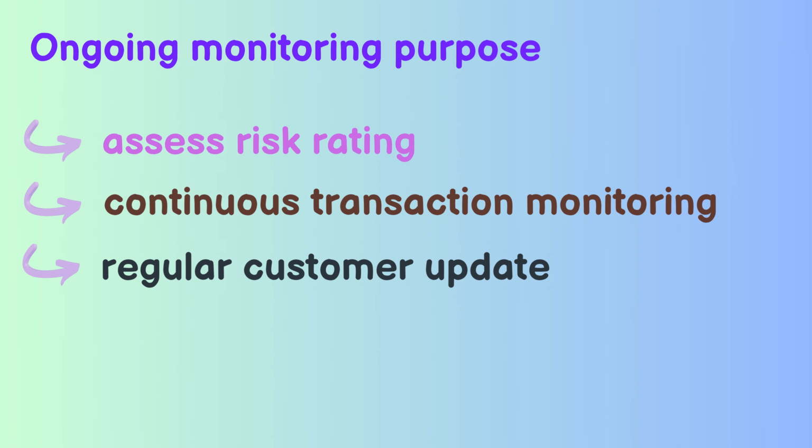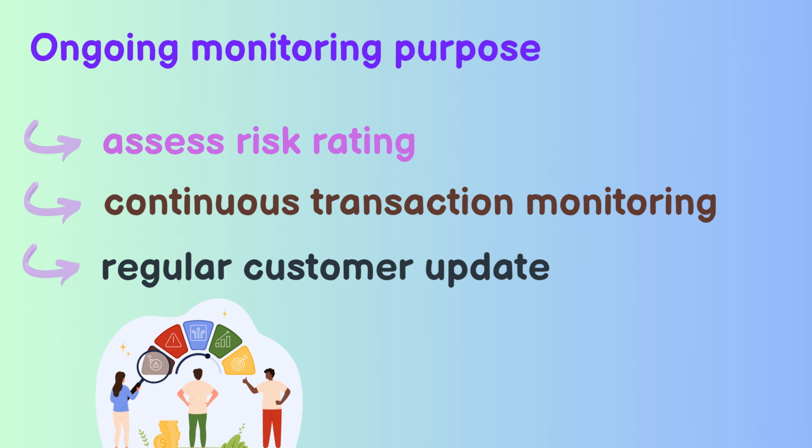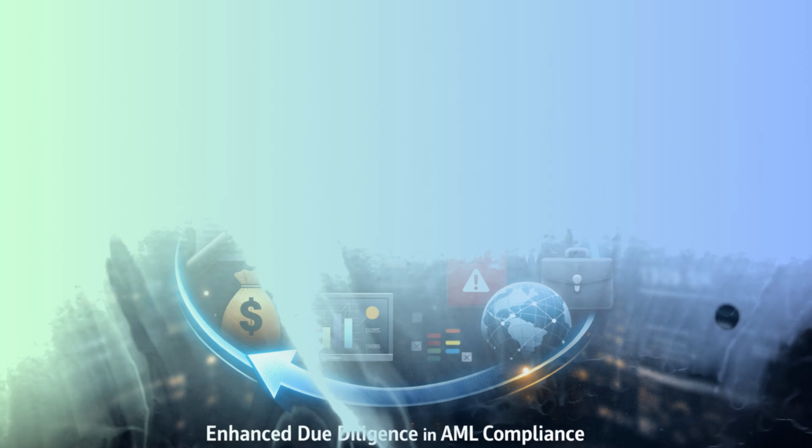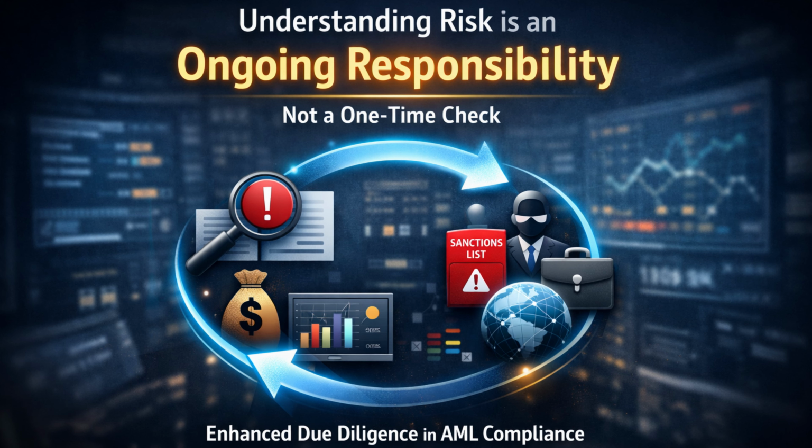Keep in mind that as new information emerges, the risk profile may change, and the level of scrutiny must adapt accordingly. This is to say that a high-risk customer may need to be downgraded to low risk, for example if the jurisdiction of the customer changes from high to low risk. To conclude, we want to emphasize that the effectiveness of EDD depends not just on the steps themselves but on how critically and consistently they are applied. Because in AML compliance, understanding risk is an ongoing responsibility, not a one-time check.